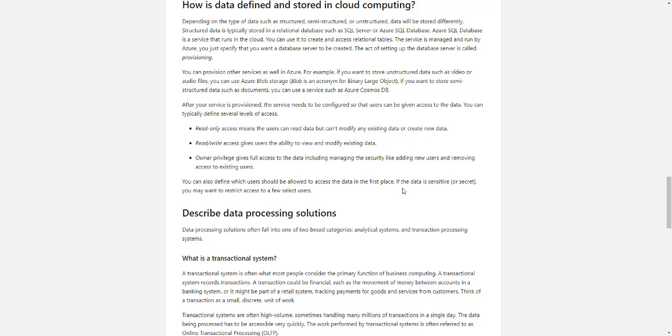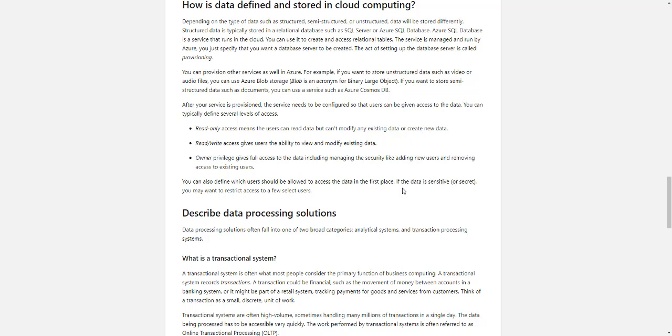You just specify that you want a database server to be created. The act of setting up the database server is called provisioning. You can provision other services as well in Azure. For example, if you want to store unstructured data such as video or audio files, you can use the Azure Blob storage. Blob is an acronym for Binary Large Object. If you want to store semi-structured data, such as documents, you can use a service such as Azure Cosmos DB.